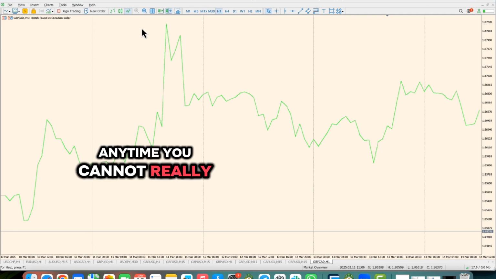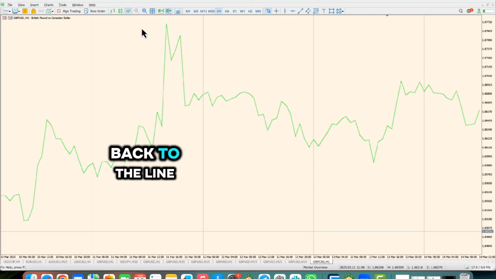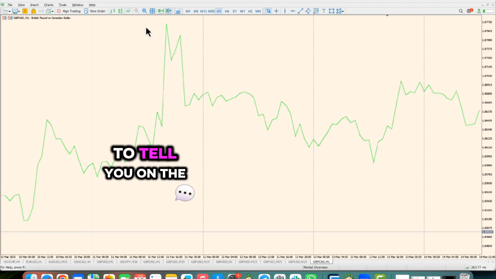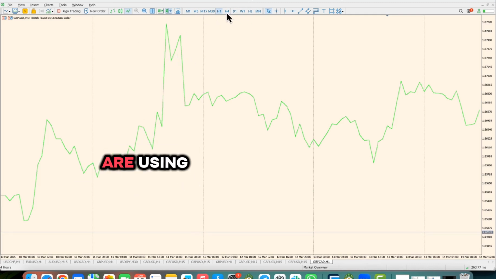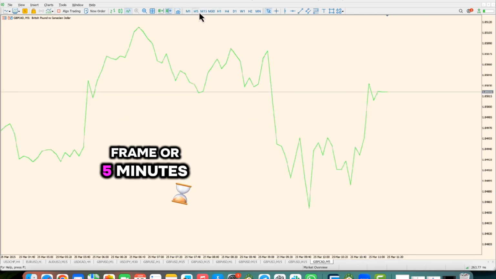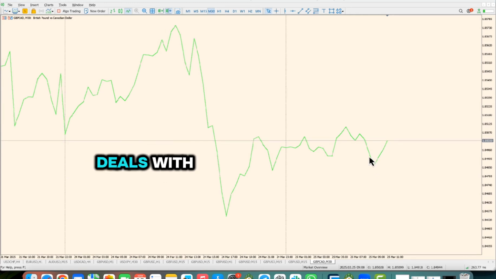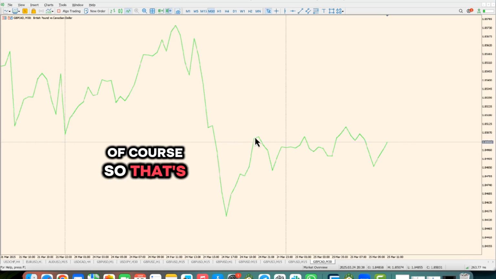Anytime you cannot really read carefully and clearly on the candlesticks, you can always come back to the line chart to identify your patterns. And that is for the novice. One thing I forgot to tell you: the line chart focuses only on the closing price of the time frame that you are using. So if you are using 1 minute time frame or 5 minutes or whatever time frame you're using, the closing price is what the line chart deals with. So this was the last closing price, this was the last one. Currently the market is here, and anywhere it closes will be the last closing price, of course. So that's how you see this.